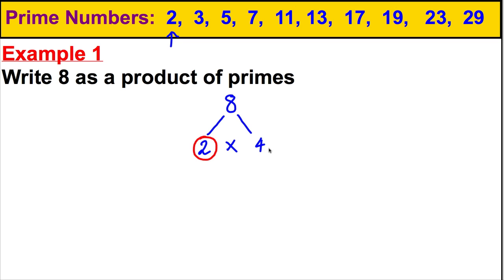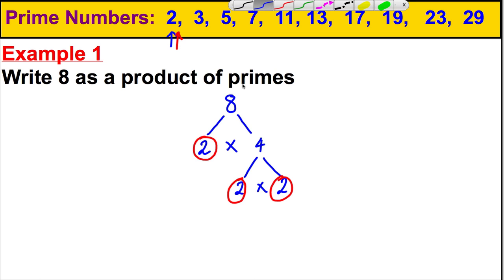Now, is 4 a prime, you ask yourself? Well, no, 4 is not a prime number. So you go back to your primes and you say, does 2 go into it? And the answer is yes, 2 goes into it 2 times. And both of these are prime numbers, so you circle them. And you're done. When everything's prime, you're finished.